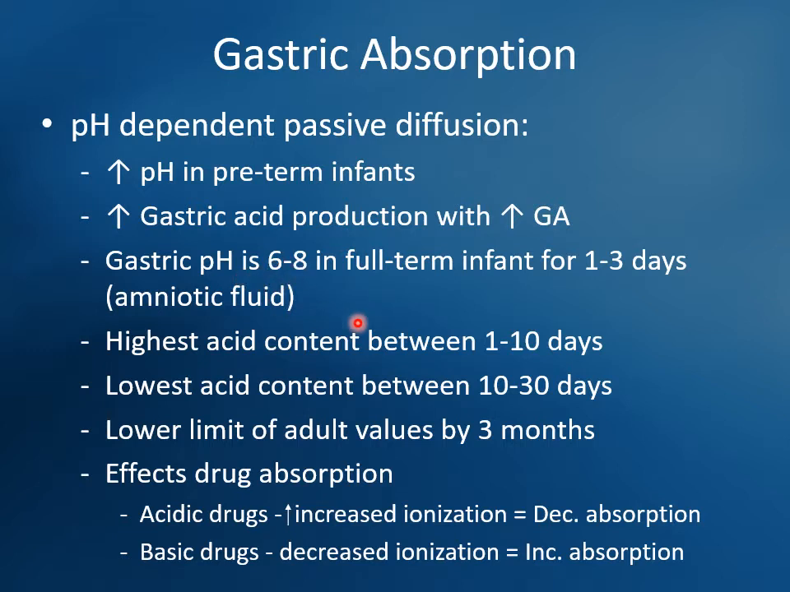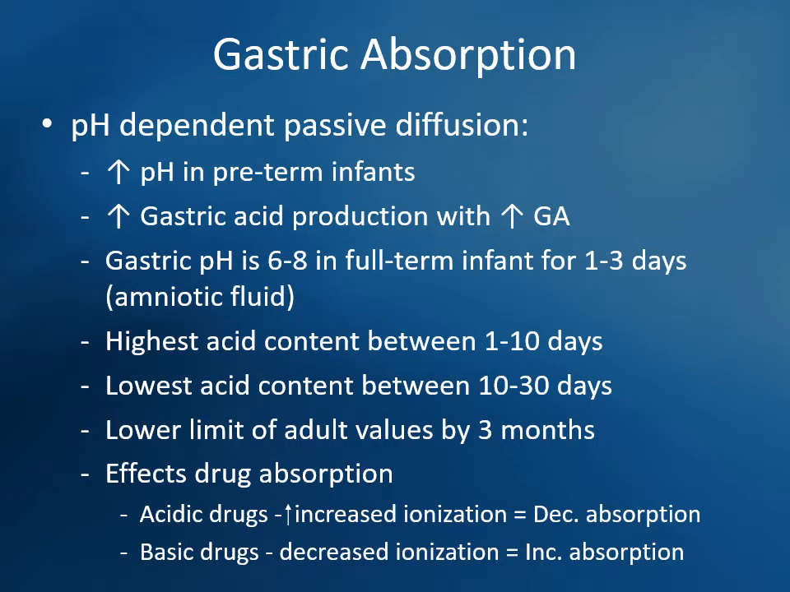And so you're going to find that usually the highest acid content is going to start between 1 to 10 days or so after birth. They're going to start to try to get that pH down. And then about 10 to 30 days or so, it'll start to dip back down a little bit. By 3 months, it should be close to an adult level as far as gastric pH goes. And at that point, gastric absorption is not going to change too much based on the acid content there. So as I mentioned, acidic drugs typically are going to have decreased absorption, but basic drugs should have increased absorption based on that.